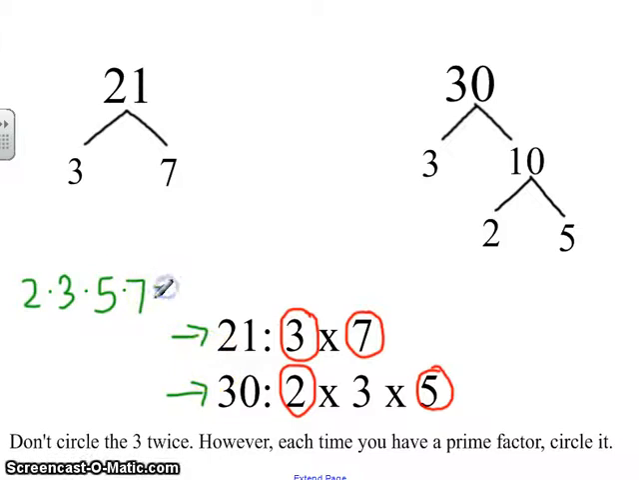Then I need to multiply to get my answer. And the answer is 210. So that means the LCM of 21 and 30 is 210.